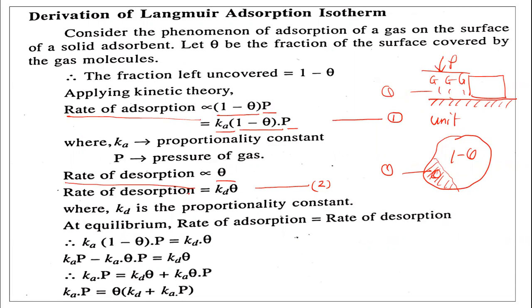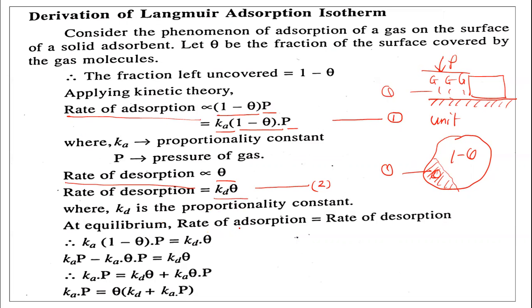The molecules which are leaving the surface ultimately depend upon the surface area covered by the gaseous molecules. Once the surface area is covered, that gaseous molecule can escape from the surface; that gaseous molecule desorbs from the surface. So the rate of desorption is directly proportional to the surface area covered by the gaseous molecule. So we can take the proportionality constant: rate of desorption is equal to Kd into theta, where Kd is the proportionality constant for desorption. Okay.